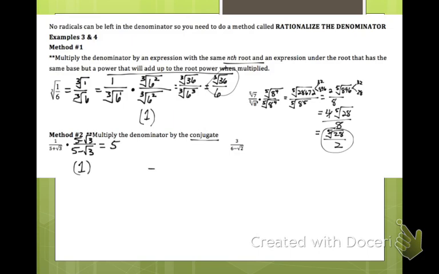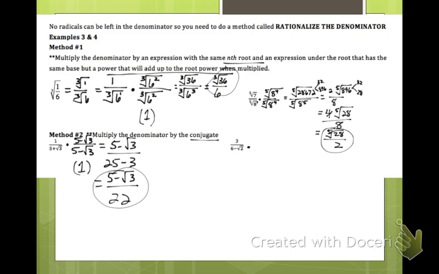So up top, I'll simply have 5 minus the square root of 3. Here, I'm going to have the first term squared, which is 25, minus the second term squared, which is 3. Because you know, a plus b times a minus b is the same thing as a squared minus b squared. So 5 minus the square root of 3, all divided by 22.